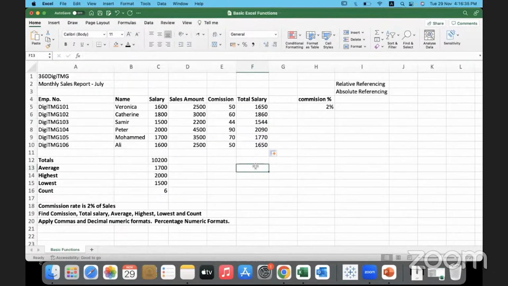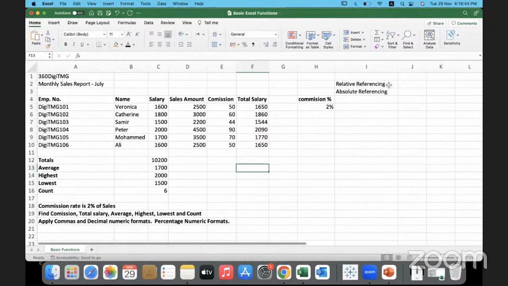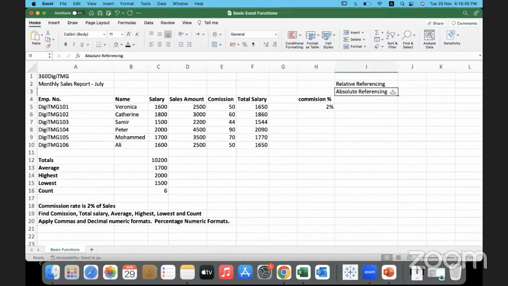So that is about the functions that we learned yesterday, a recap of it, as well as a new concept which we understood just now, that is the difference between relative referencing and absolute referencing. Each of them has its own benefits.